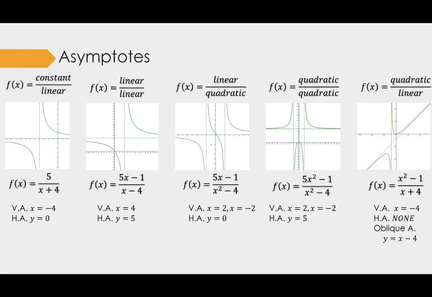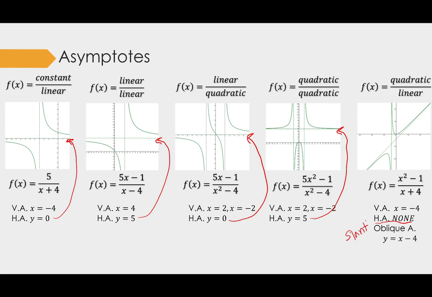Okay, let's talk about horizontal slash oblique asymptotes. On our first graph, you can't really see it in this small graph, but the horizontal asymptote is y equals 0. On this one, the horizontal asymptote is y equals 5. And we have another y equals 0 they can't really see. Y equals 5. And on this one, there is no horizontal asymptote at all, but this one does have the slant or oblique asymptote, and it's the line y equals x minus 4.